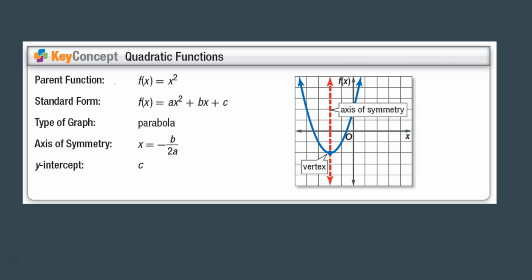Alright, so let's go over a couple of the key concepts. Quadratic functions are when we have that f of x is equal to x squared. These are going to give us those parabolas. They look like the U's. And the standard form could be f of x is equal to ax squared plus bx plus c. And like I said, it's called a parabola. Axis of symmetry will be when x is equal to negative b divided by 2a. The y-intercept is c.